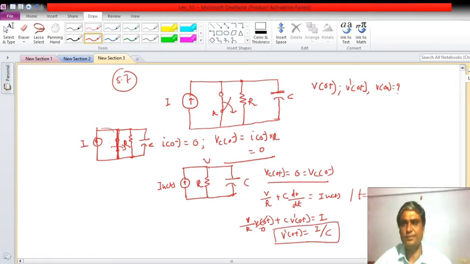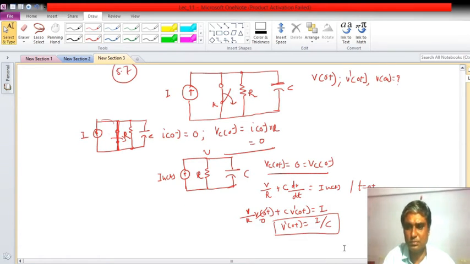Again slope is positive, so what will be V of infinity? It will exponentially increase. So as time progresses, what will happen? Capacitor will charge, so it will be exponentially increasing.